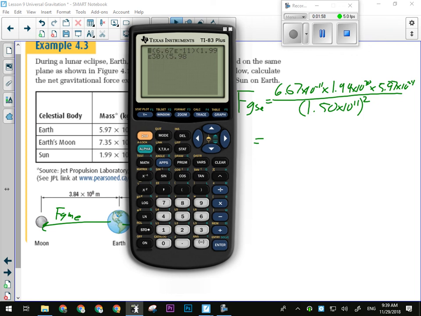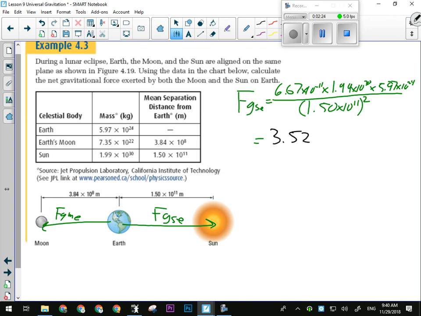Oh, sorry, 5.97. Okay, so we got 3.5218, we'll see. That's times 10 to the 22 newtons, and that's toward the sun.